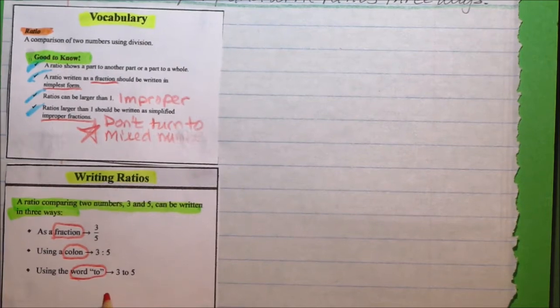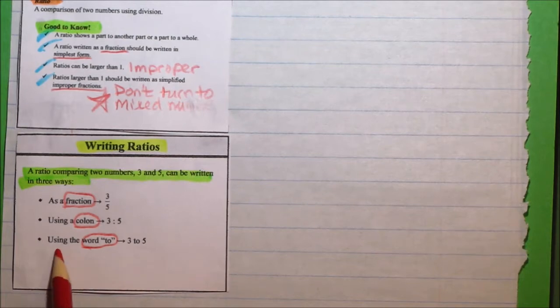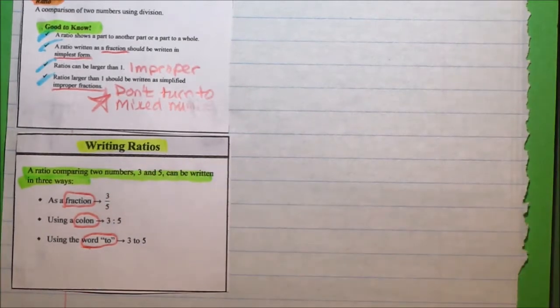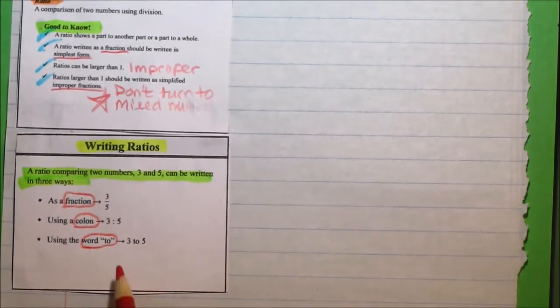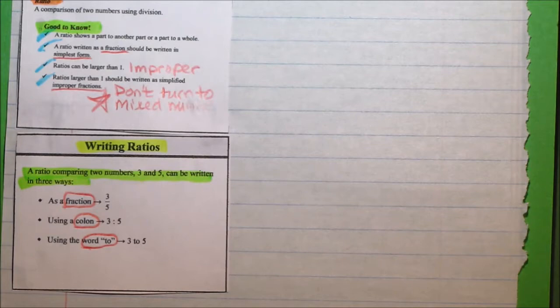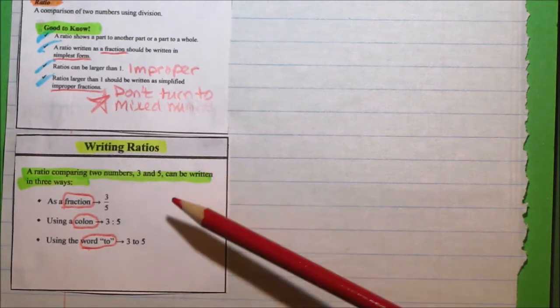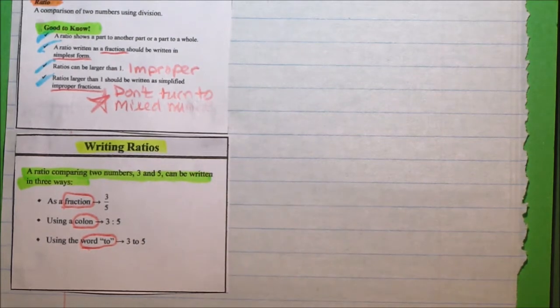You can also write it simply using the word "to." A ratio can be written as 3 to 5 using the word "to." Any of these 3 ways of writing a ratio is valid. In your assignment, because we're getting practice and getting familiar with them, you will be asked to write them in specific ways. Sometimes all 3 ways, or sometimes it will specifically tell you to write your ratio as a fraction, or with the colon, or with the word "to." So pay attention to that.